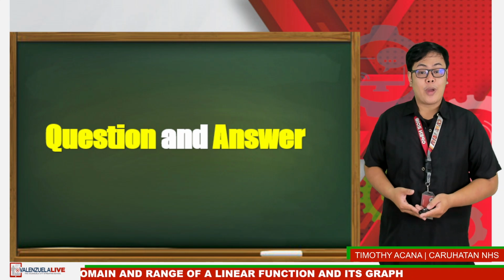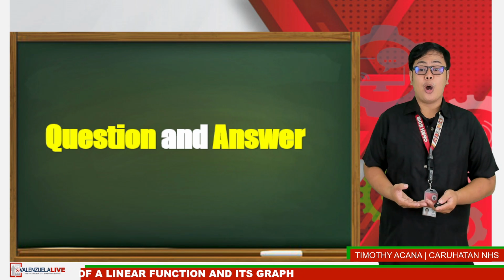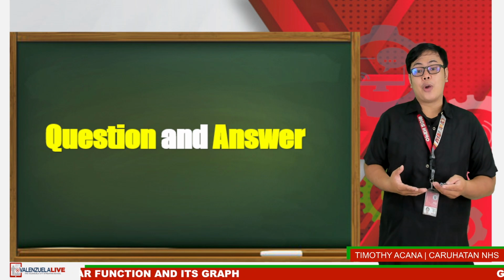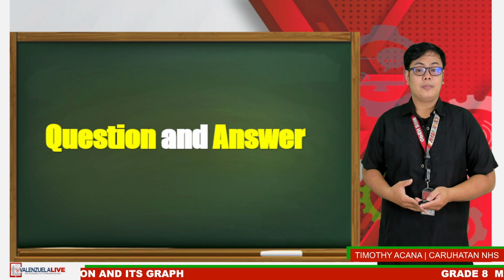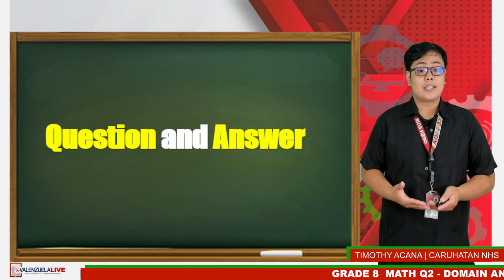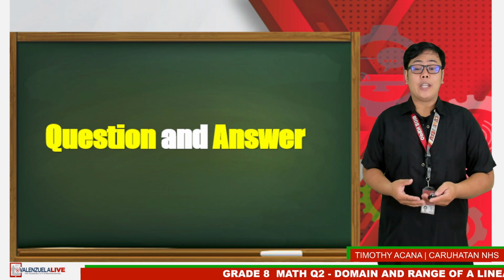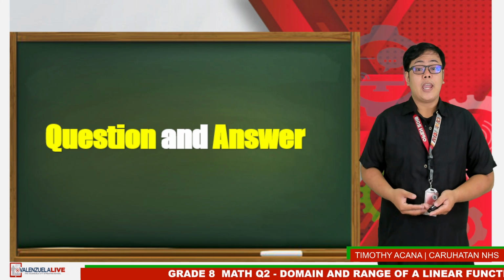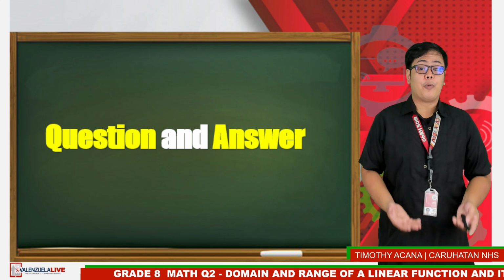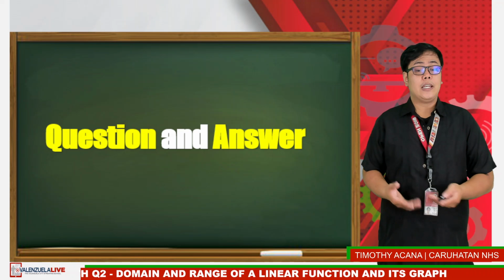For our first question, what is the domain and range of a linear function whose graph is a horizontal line? That is a great question. And the answer is a linear function whose graph is a horizontal line is called a constant function. And its domain is still the set of real numbers, while its range is the constant of the linear function.